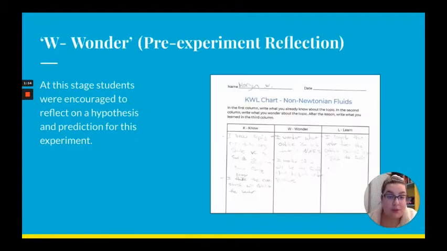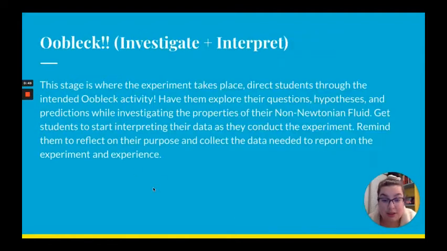So Wonder, the pre-experiment reflection. At this stage, students were encouraged to reflect on a hypothesis and prediction for this experiment. So my volunteer chose to wonder about what Oobleck was going to be and what a non-Newtonian fluid was. He also said, I wonder if this is the stuff from the video, when I punch it will get hard. So it gets hard under pressure. He had a pretty good prediction.